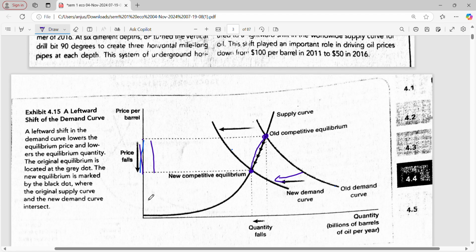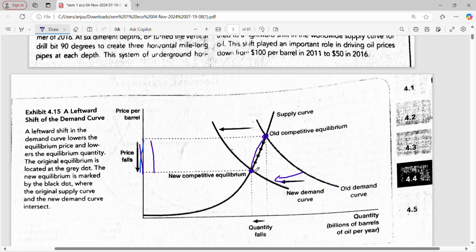The reason is, here in this graph we can see that change in consumers' taste and technology shifts the demand curve for oil to the left. So first the demand decreased due to the change in taste and preference of the consumer. The demand decreased first. It gave a leftward shift. Then the price fell. The price fell after that shift.